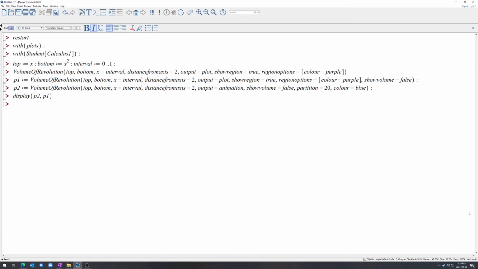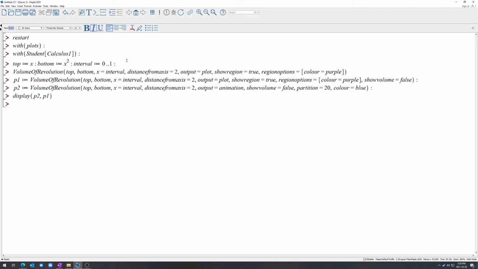Okay, here I've got a nice worksheet with a few commands included at the beginning to include some extra plotting tools and some additional commands that are very specific for volumes of revolution. Now I'm just going to run the first few of these here, and you can see I've got my top function being y equals x and my bottom function just being x squared over the interval from 0 to 1.